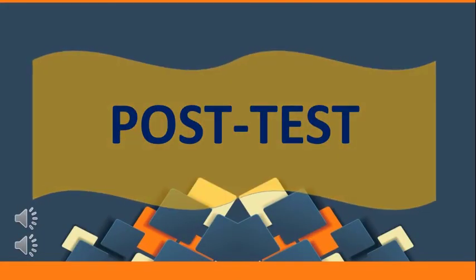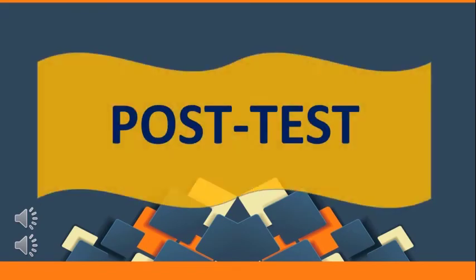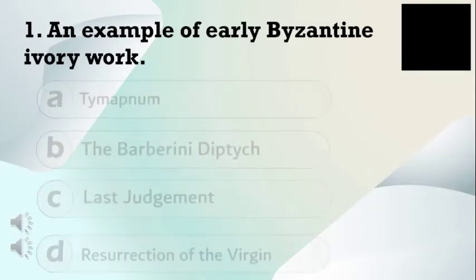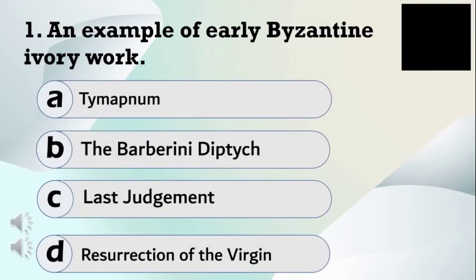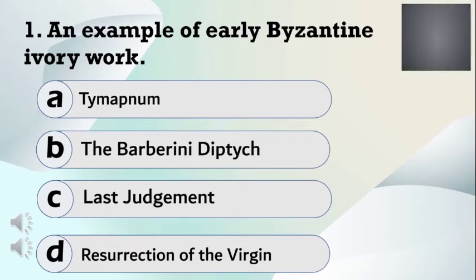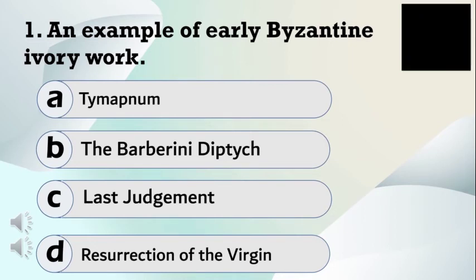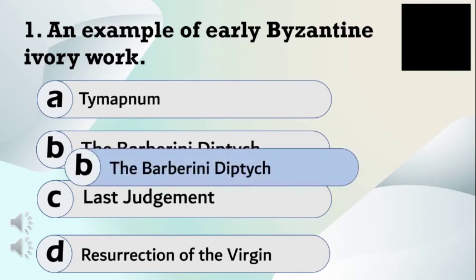Before you go, let's measure how much you have learned from the entire module by answering the post-test. Direction: read the questions carefully and choose the letter of the correct answer. Number 1. An example of early Byzantine ivory work. A. Tympanum. B. The Barberini diptych. C. Last Judgment. D. Resurrection of the Virgin. The correct answer is B.